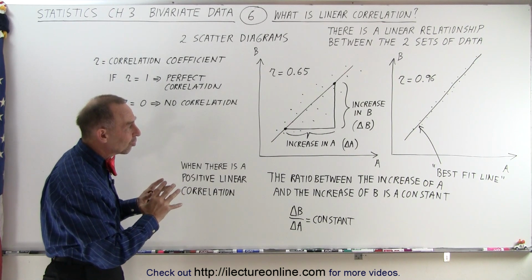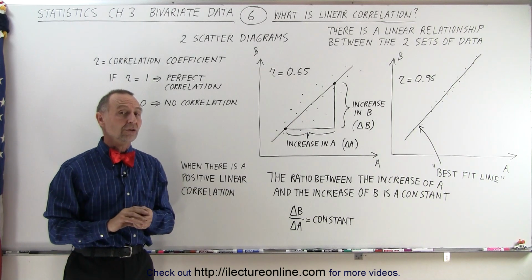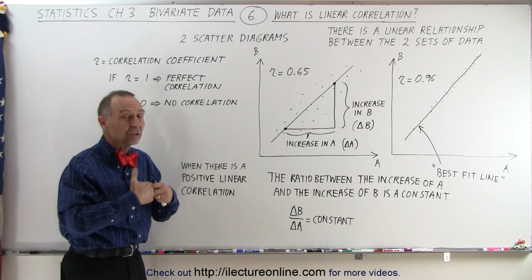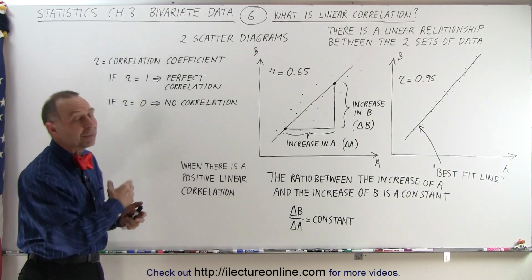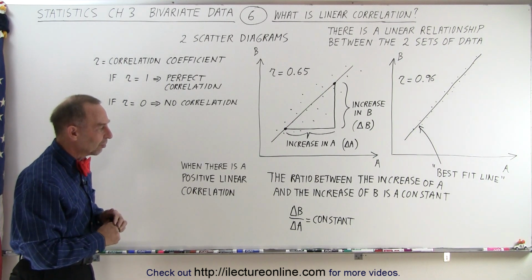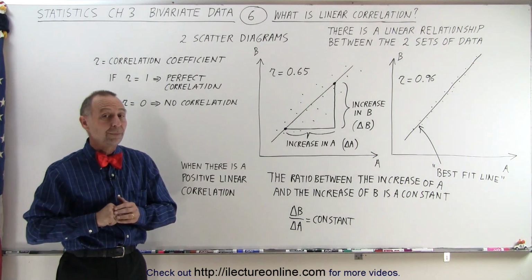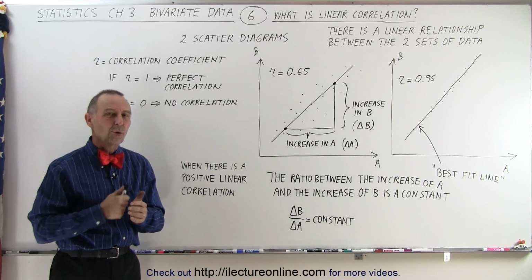That helps us determine how related the two data sets are with one another. It will also help us make predictions with other data points that may not be part of the data set, to try to predict what may happen in various circumstances. We'll take a look at that later as well. But anyway, at this point, we should have a pretty good idea what linear correlation is.